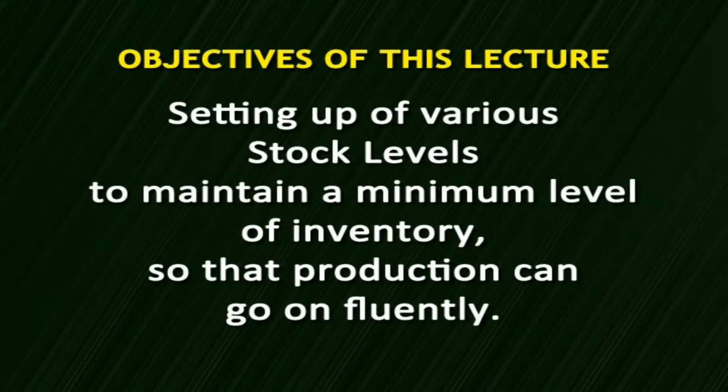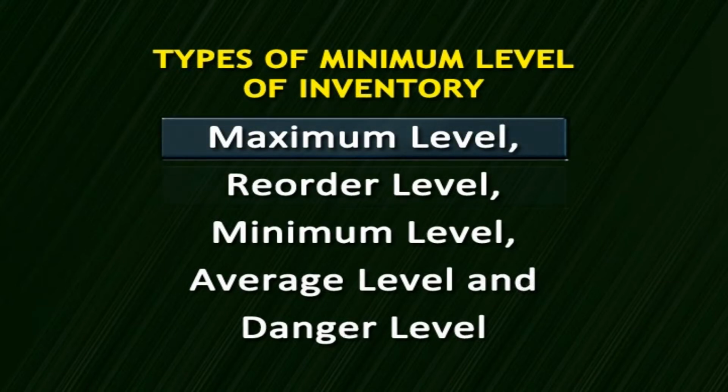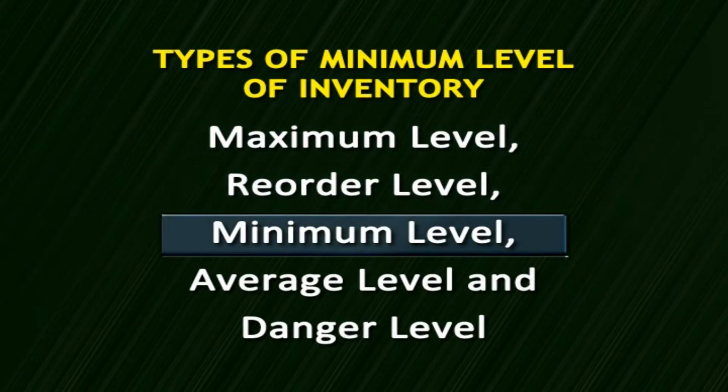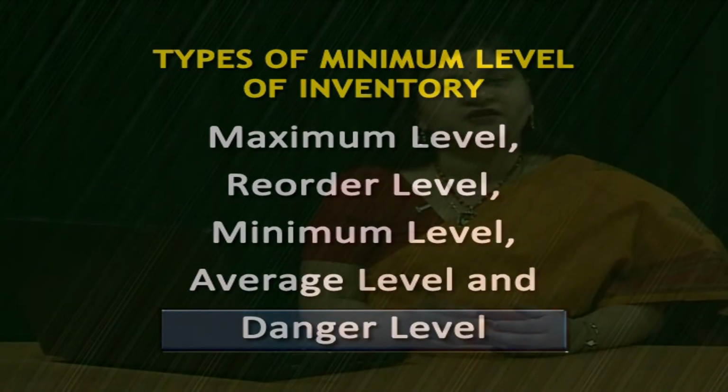We shall also learn setting up of various stock levels to maintain a minimum level of inventory so that production can go on fluently. These levels are maximum level, reorder level, minimum level, average level and danger level. We shall learn its formulas as well as objectives.